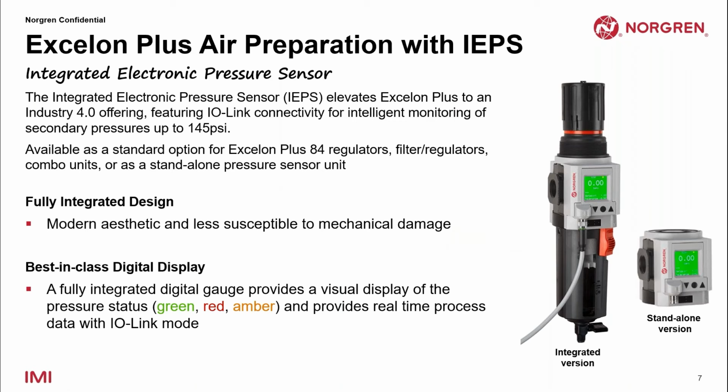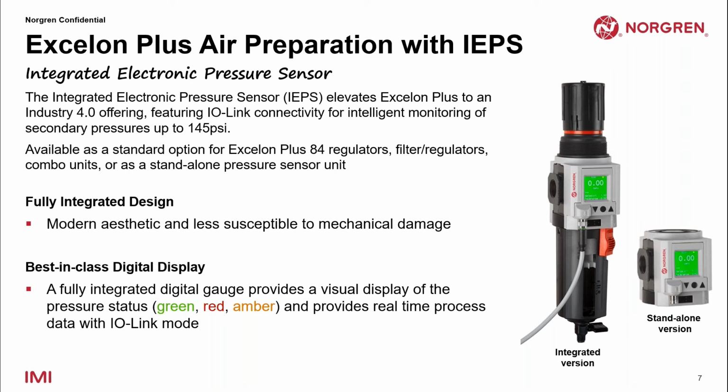Norgren's Exelon Plus air preparation system now includes the IEPS, or Integrated Electronic Pressure Sensor, allowing users to monitor secondary pressures up to 145 psi. It's available as a standard option for Exelon Plus 84 regulators, filter regulators, combination units, or as a standalone pressure sensor. It features a fully integrated design and modern aesthetic, which is less susceptible to mechanical damage when you compare it to bolt-on sensor options.